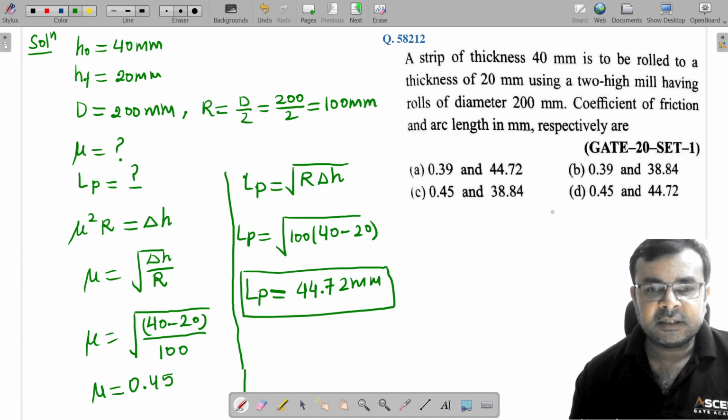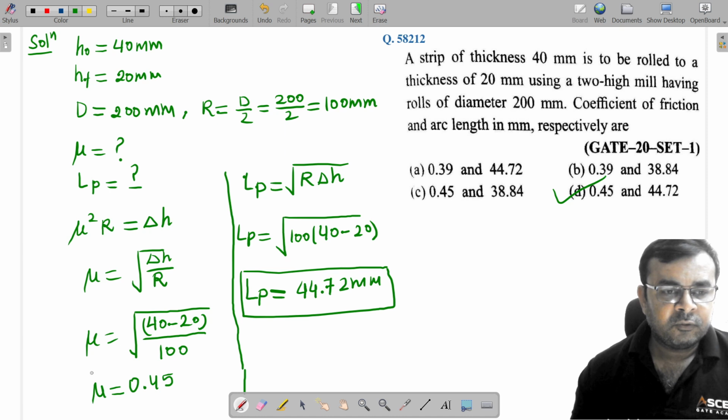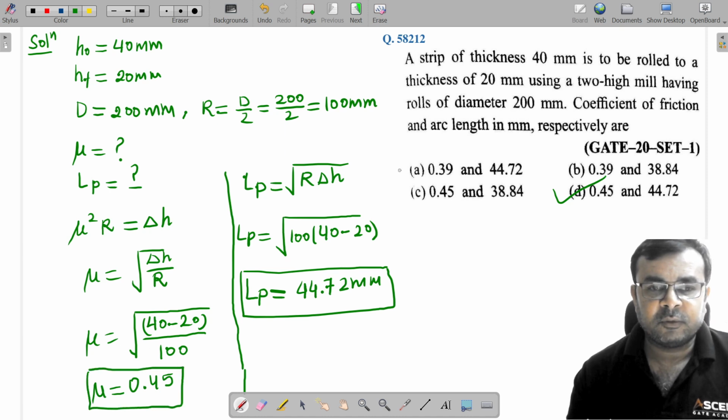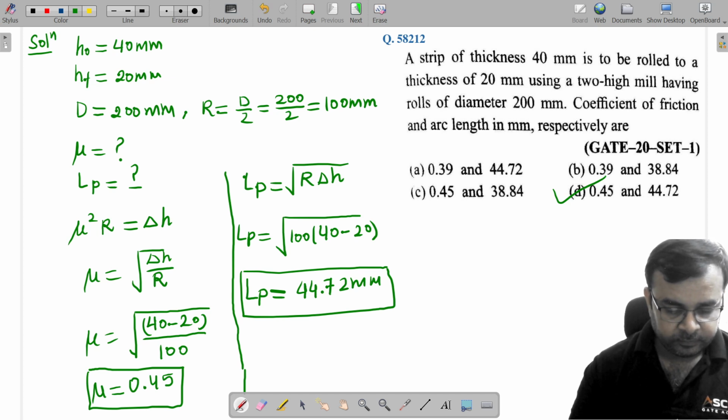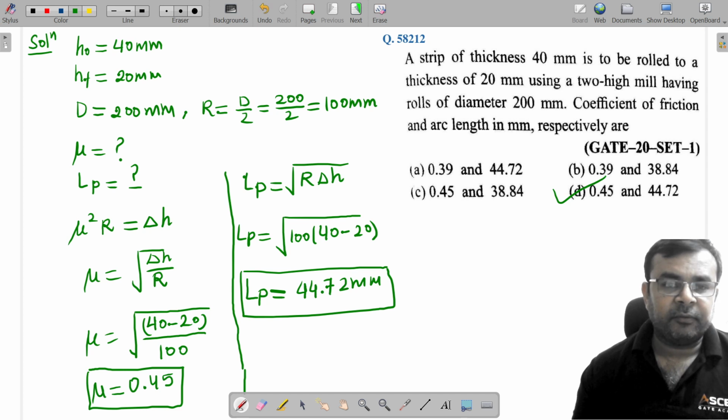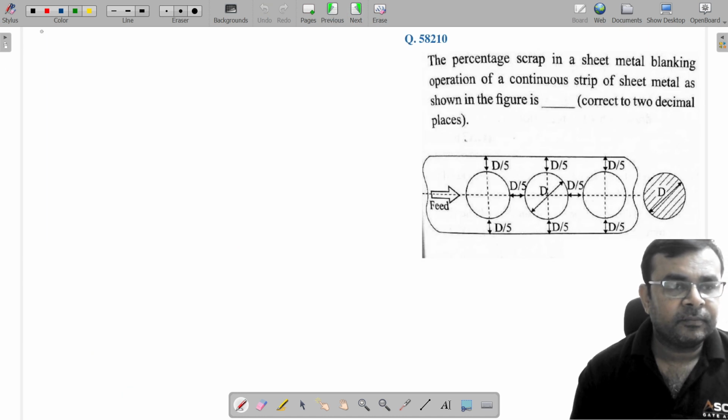So according to this, the correct answer is option D, where mu is 0.45 and the projected length is 44.72. Let me check once. You can see here, this is 20 over 100. The square root of this is 0.447, so mu is about 0.45. Yes, it is right. Okay, so let's see another question.